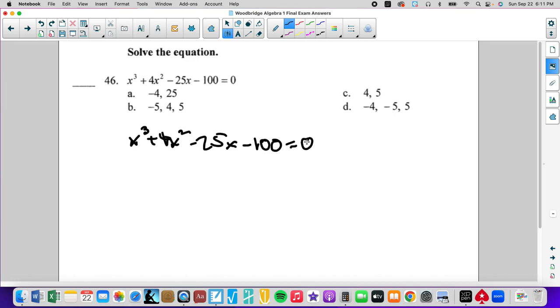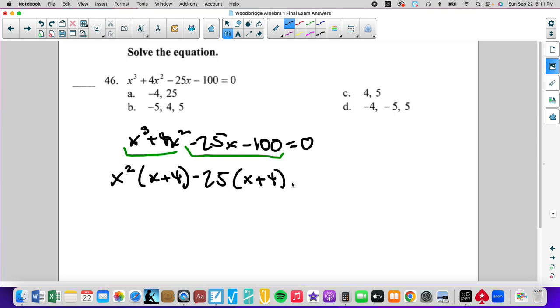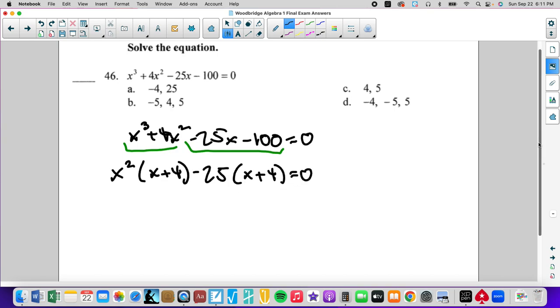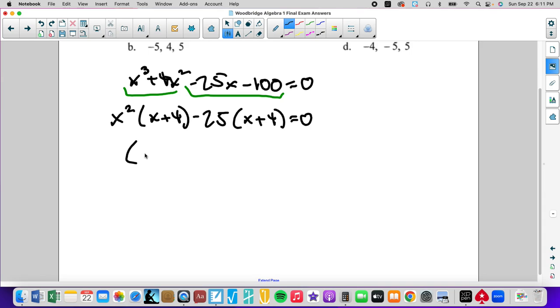This is problem 46, where we have 4 terms. Whenever we see 4 terms, we think of factor by grouping. We're going to group the first 2. We can factor out an x squared. That leaves me with x plus 4. We can factor out a negative 25. That leaves me with x plus 4. These are the same, so we're going to pull that out. That leaves me with x squared minus 25 equals 0.